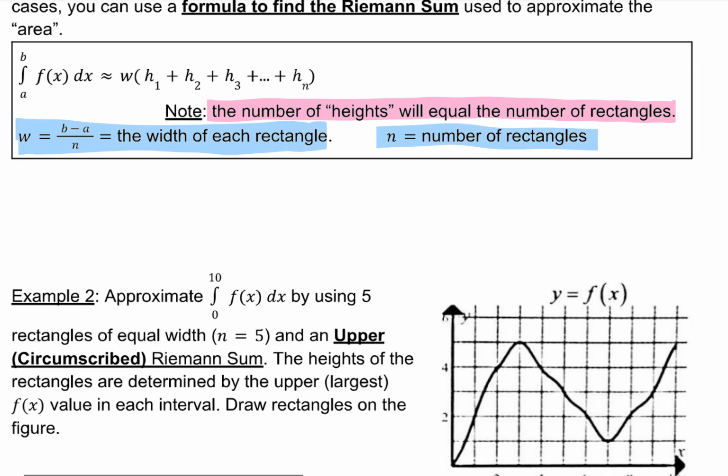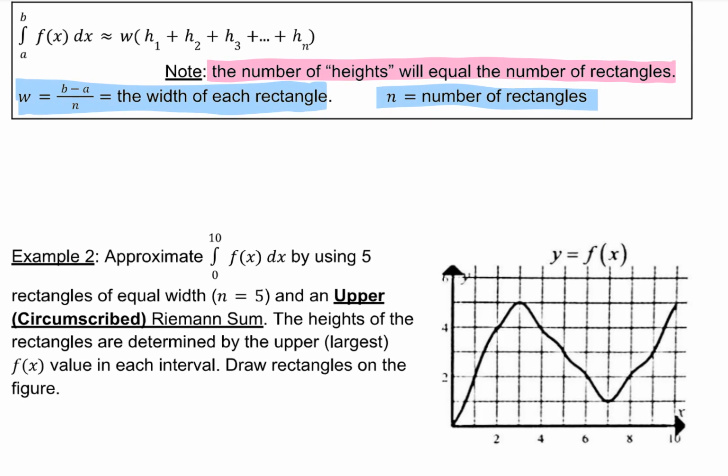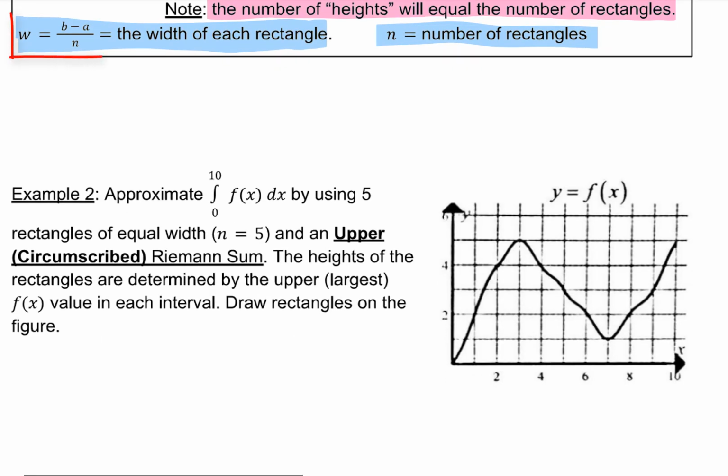For number 2, let's approximate the integral from 0 to 10 of f of x by using 5 rectangles of equal width and an upper circumscribed Riemann sum. For an upper circumscribed Riemann sum, the heights of the rectangles are determined by the upper or the largest f of x value in each interval. 5 rectangles of equal width.